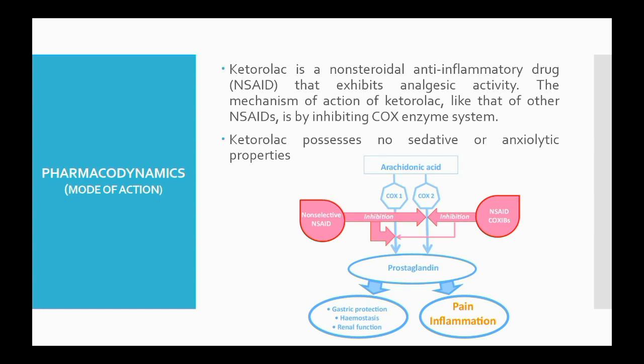This is the same picture below here, where you can see that NSAIDs or cyclooxygenase inhibitors inhibit cyclooxygenase 1 and 2, and by inhibiting cyclooxygenase, arachidonic acid is not converted to prostaglandins, which cannot produce pain and inflammation inside the body. So this way we can reduce the sensation of pain inside the body. So this is the mode of action of ketorolac.